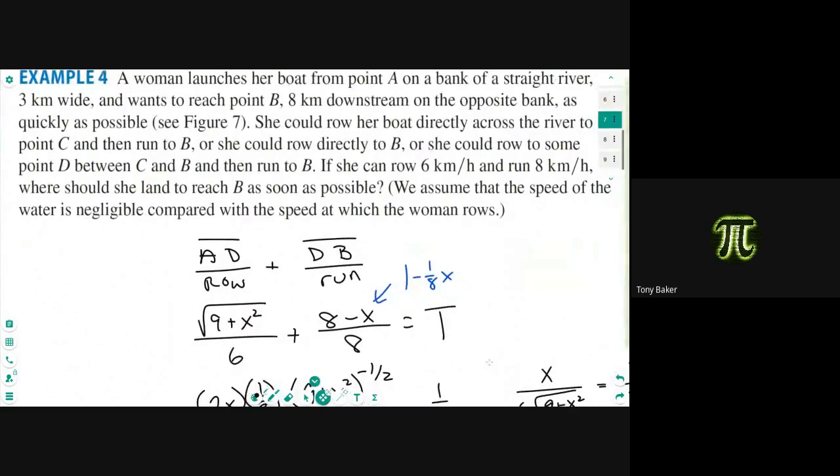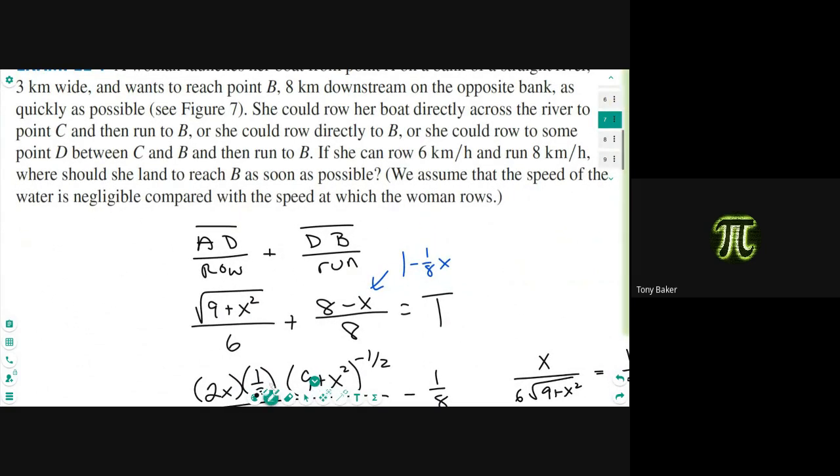So we can go back to my original equation that I have here, the time one, and set x equal to 3.4. And we get approximately 1.33.